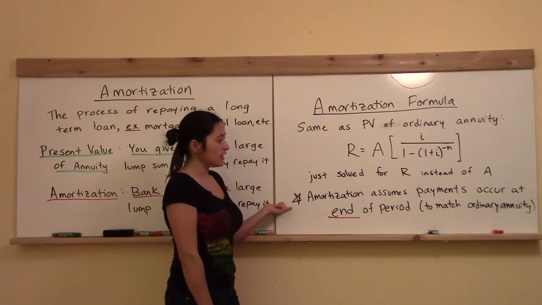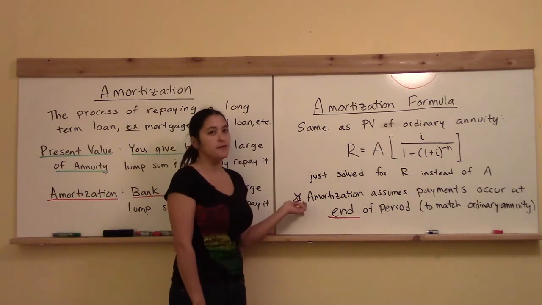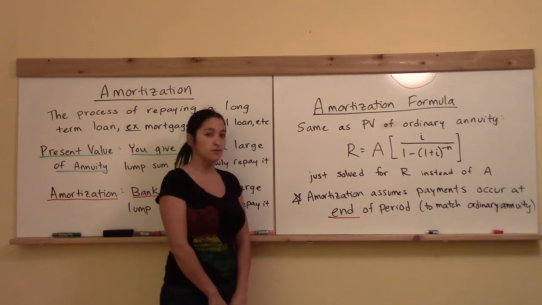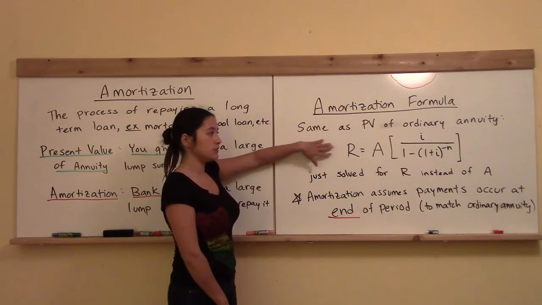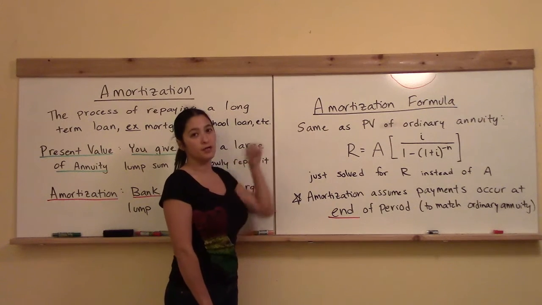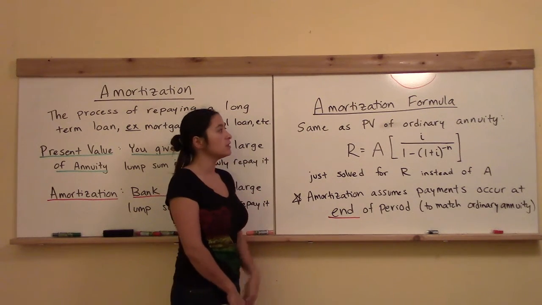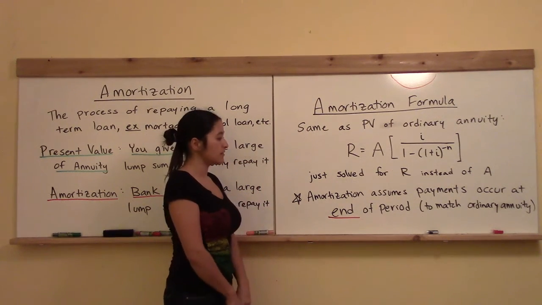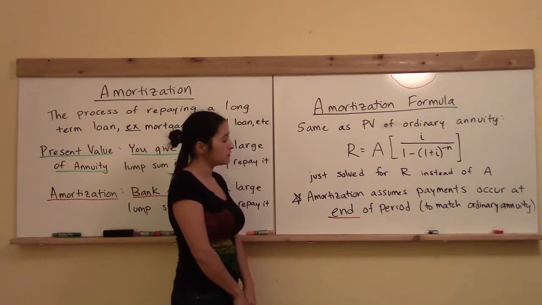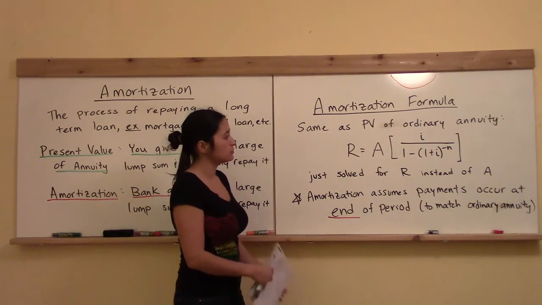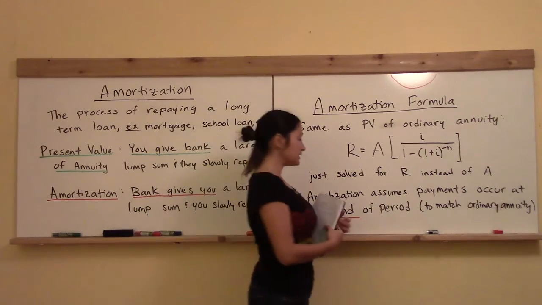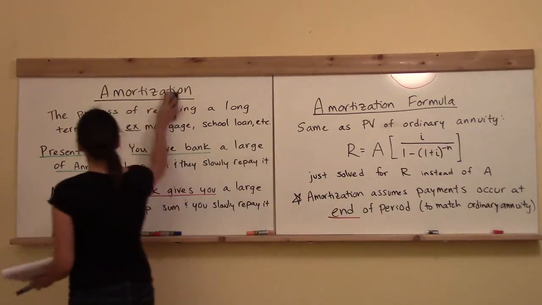You may notice that amortization assumes that the payments are going to occur at the end of each period because we're using the present value equation for an ordinary annuity. We will not go into detail on amortizing with payments at the beginning of the period, so we're just going to stick to using the ordinary annuity. Okay, so let's get started with some examples.